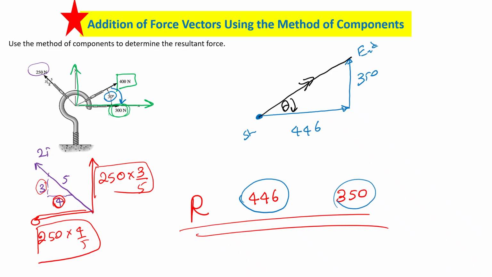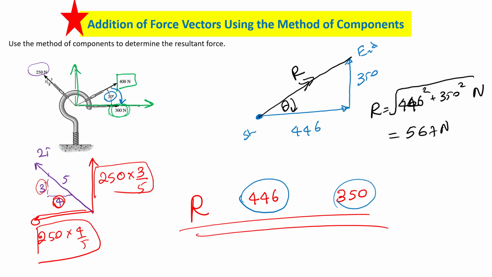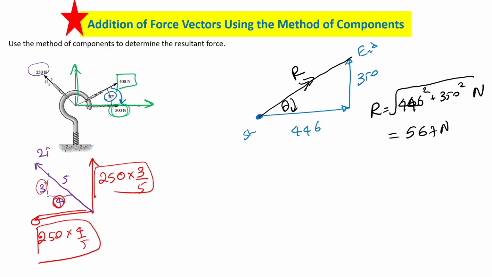So how can we find the magnitude? You can use the Pythagoras theorem. Am I right? So if I say R is equal to what? The square root of 446 squared plus 350 squared, in newtons. Can you find that, please? What's that? 567 Newton. How do you find the angle as well? You can write tan theta. Tan theta is opposite over adjacent, and theta is 38 degrees.